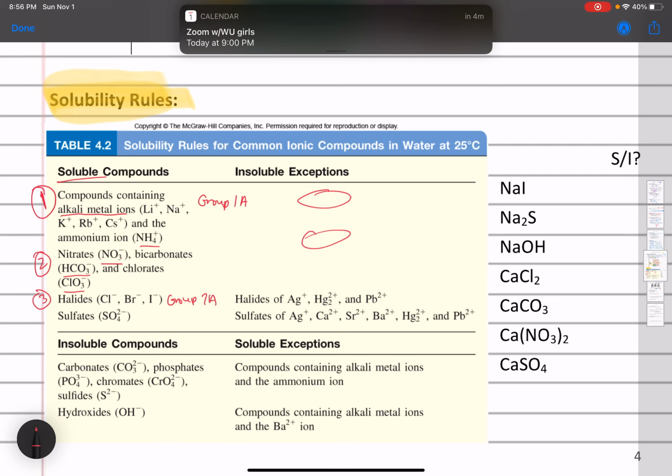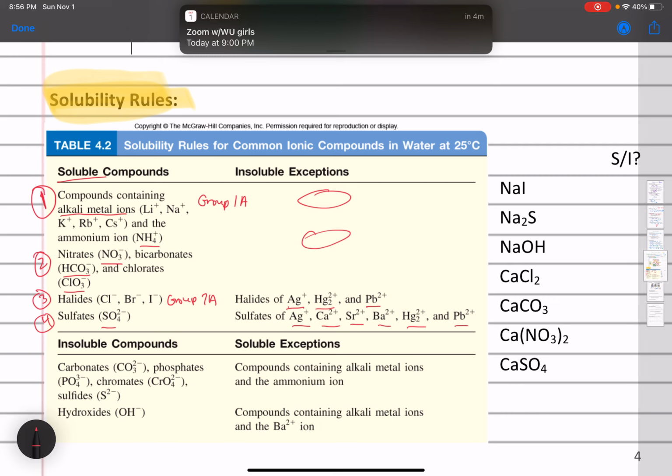Rule 3: if it contains a halide, so one of the group 7A elements or ions, chlorine, bromine, iodine, fluorine, then it is going to be soluble, except there are some exceptions, unless it has silver, mercury, or lead as its cation. All other chlorides, bromides, iodides, and fluorides are soluble except for silver, mercury, and lead. And then sulfates are also almost always soluble, with the exception of silver, calcium, strontium, barium, mercury, and lead.